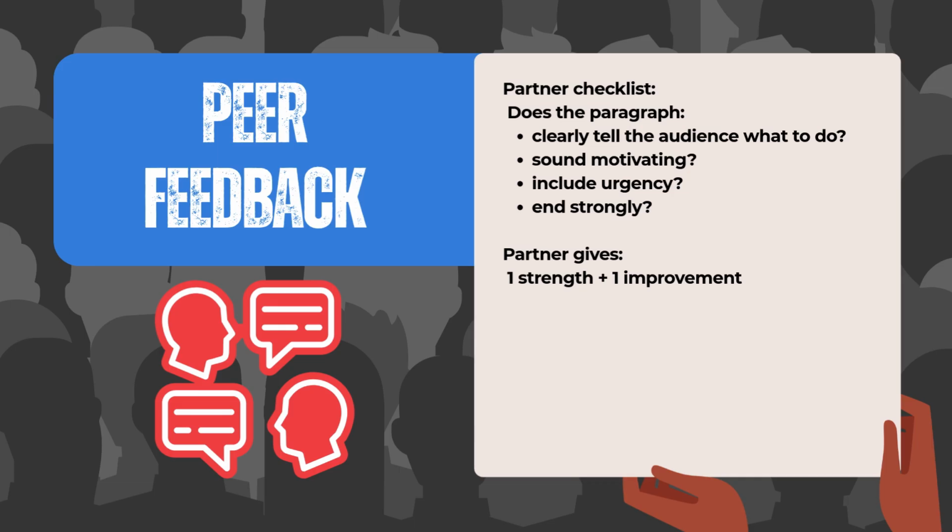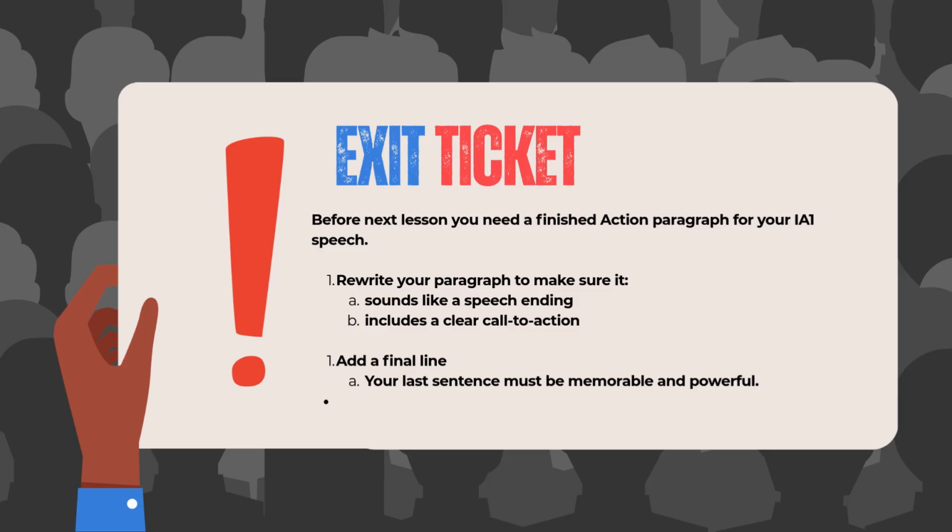It needs to be powerful. You need to mean business. If it sounds dramatic but might be a little unclear, make sure you go back and revise. Action must be confident and it must be clear. So, your exit ticket. Before your next lesson, you need to make sure you rewrite your paragraph so it sounds like a speech is ending and that it includes a clear call to action. Make sure it ends with a memorable final moment. Don't underestimate that final moment. Your last words shape how your speech is remembered.